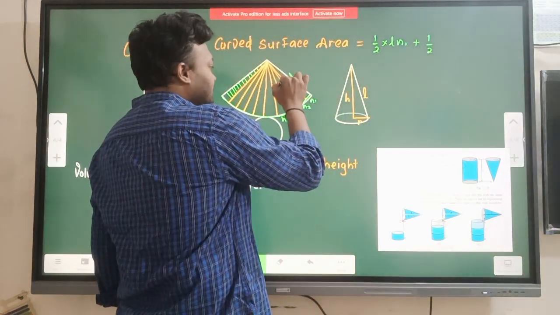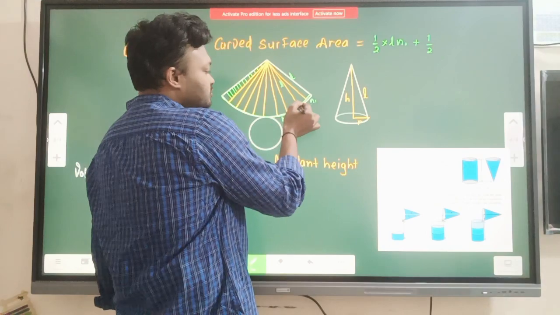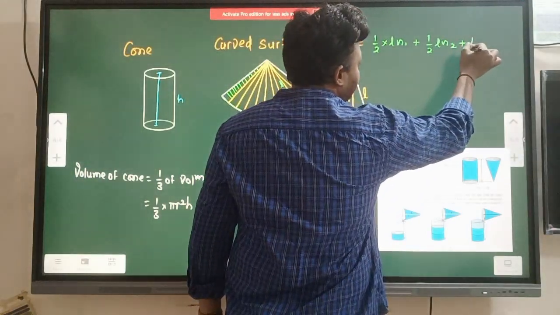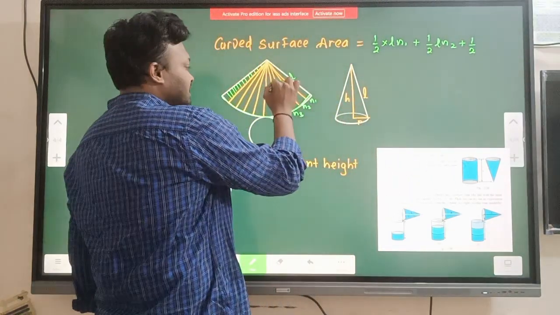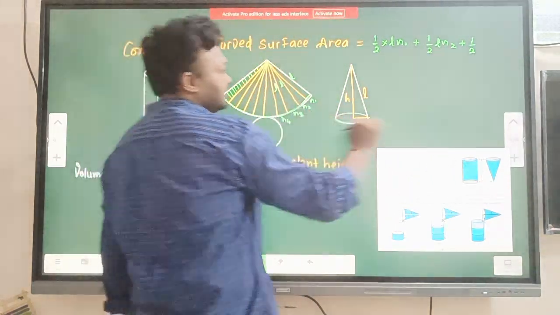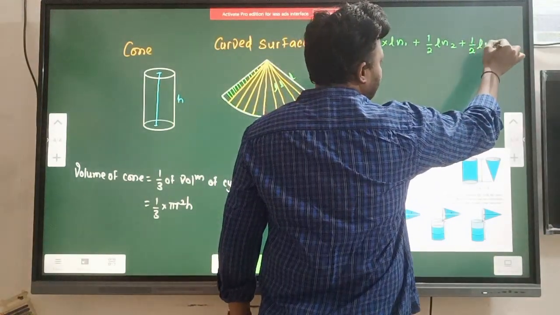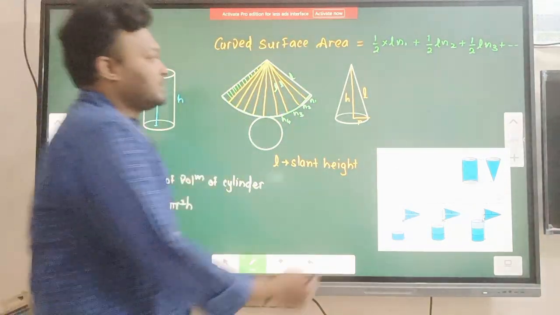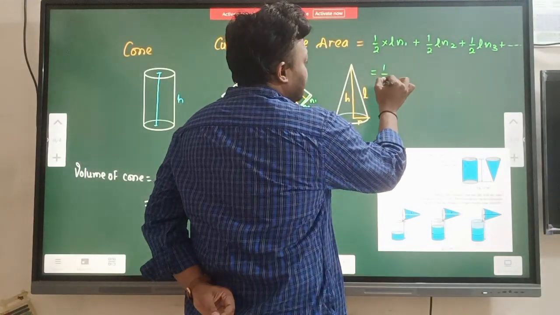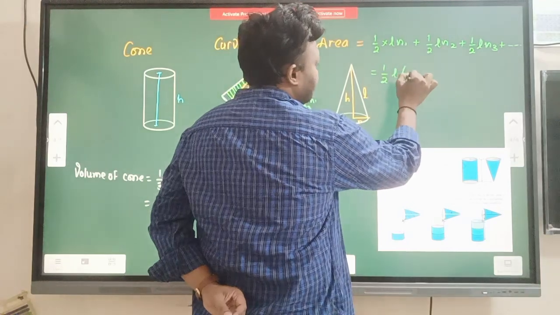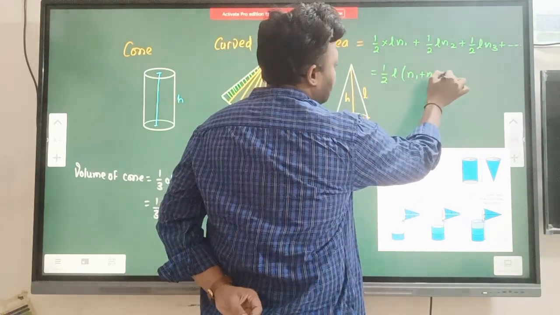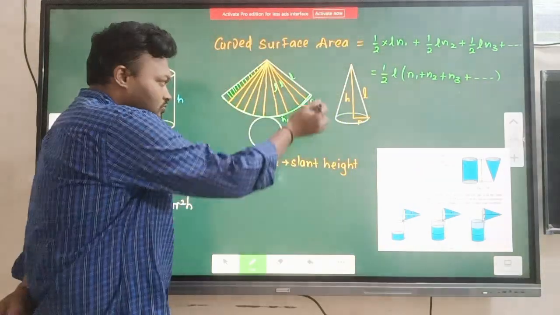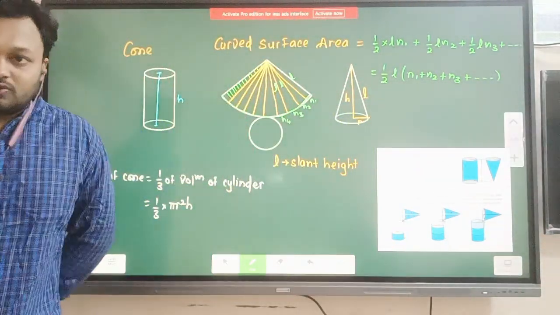We will take the second triangle whose height is L and whose base is N2. So half L N2, plus the third triangle, whose height is also L and base is N3. Same way, we are going to add each and every triangle. Now, what is common here? Half L is common. Let us take N1 plus N2 plus N3 and so on. I just told you what the sum of all N1, N2, N3 is.